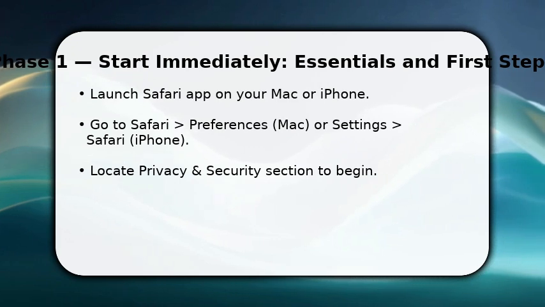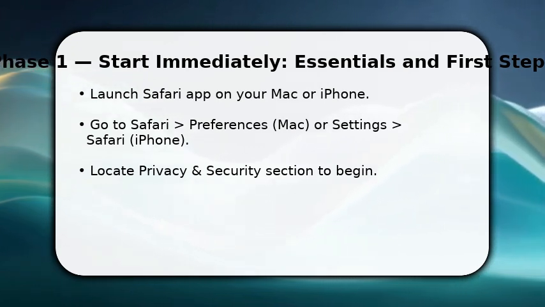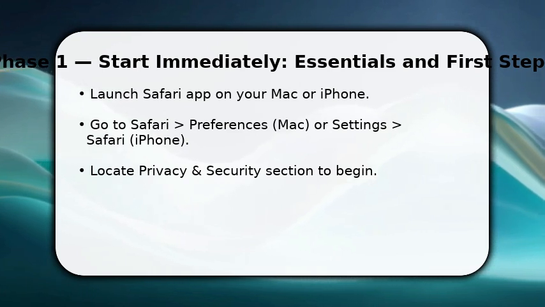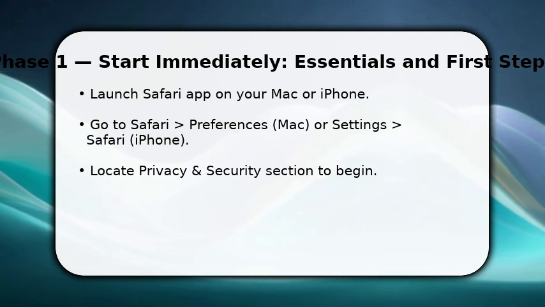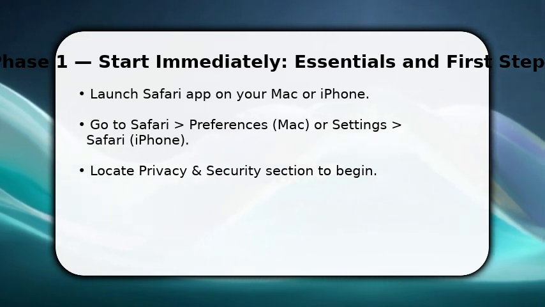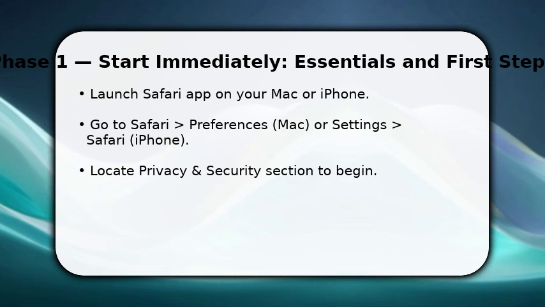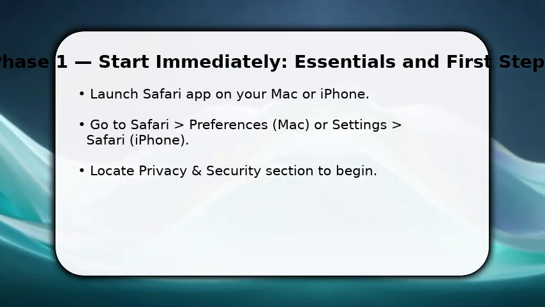Once there, find the Privacy and Security section. This is where tracking, cross-site data, and fingerprinting controls live. You need this panel to toggle off protective features. Make sure you're signed into the correct user account because you're changing settings for that profile only, not system-wide.